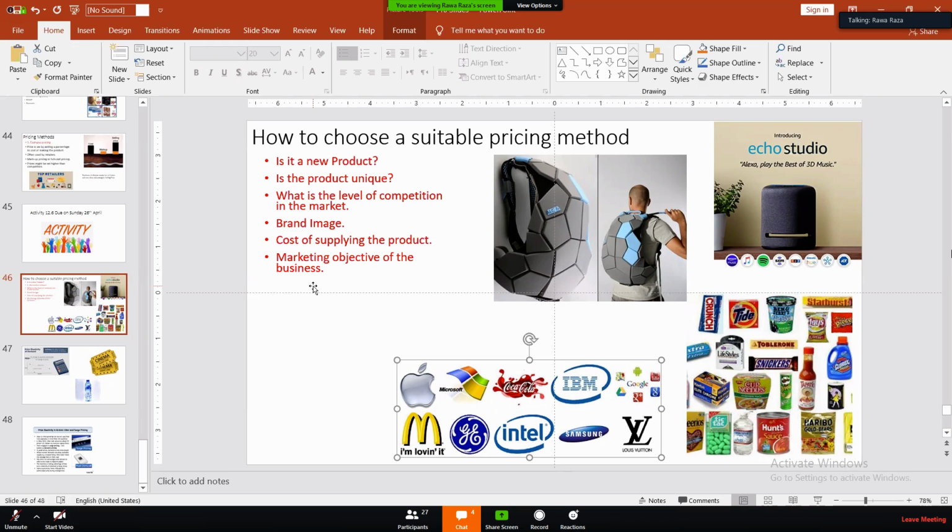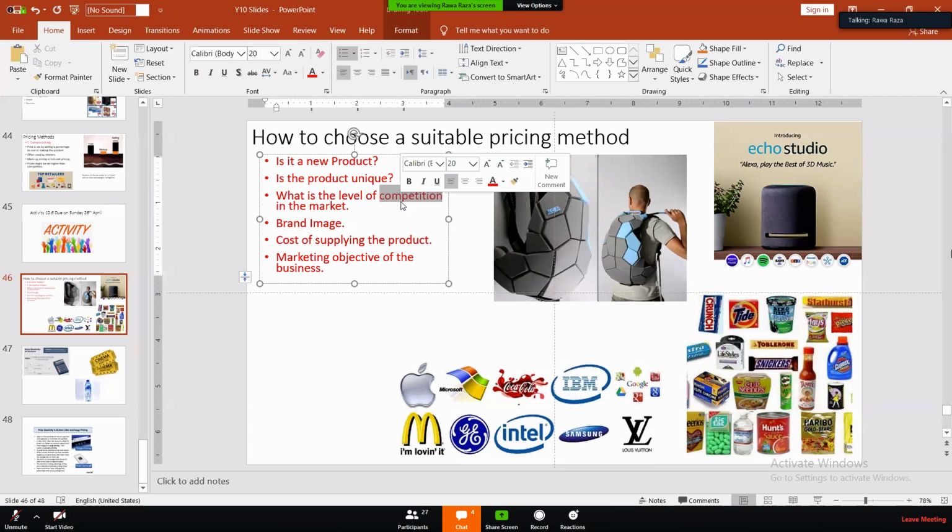Point number two is that no business relies on one pricing method for a long time. They might change it based on the changes in the circumstances. For example, price skimming is used, but later on it's changed to competitive pricing for the same product because the circumstances have changed. We talked about that roughly as well.